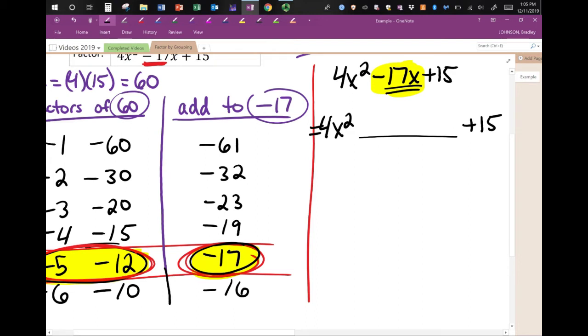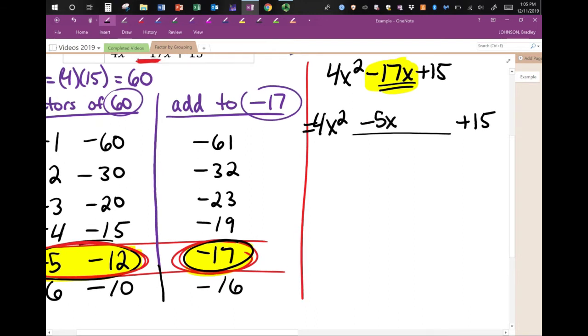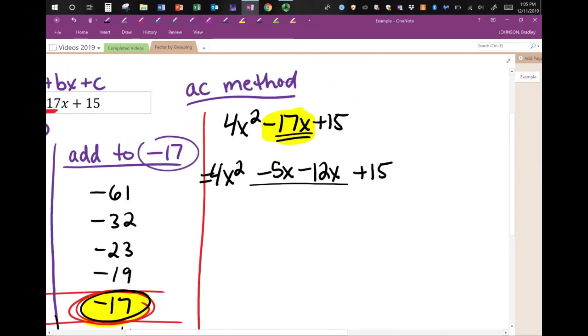So I'll put equals in front. Negative 5x minus 12x. And if you check that, negative 5x and the negative 12x adds together to give you a negative 17x. All right, equals, and then we have to think about what the next step is. Now you have 1, 2, 3, 4 terms.